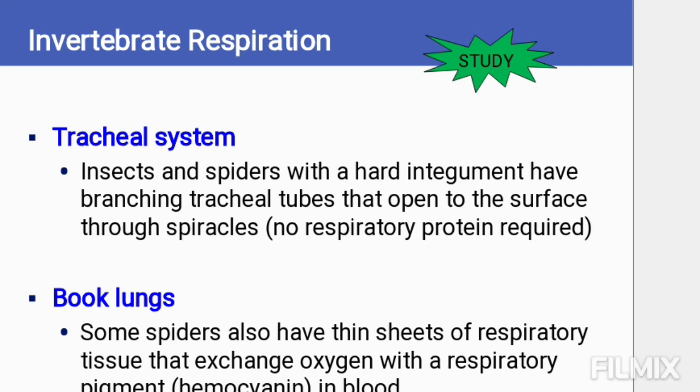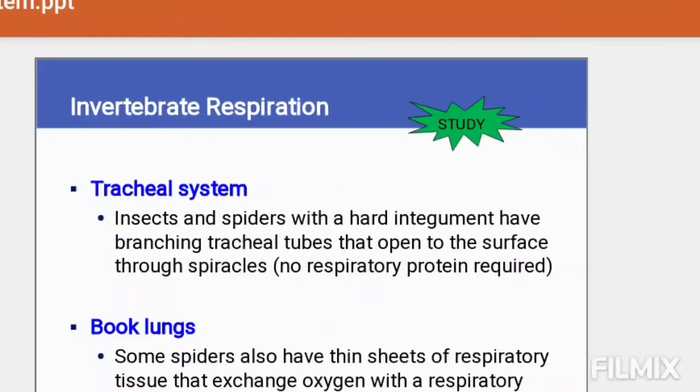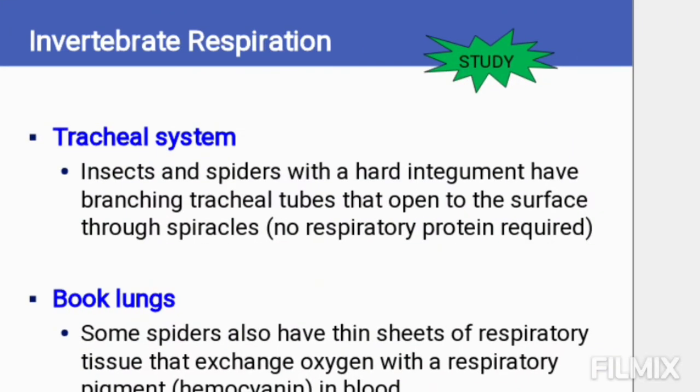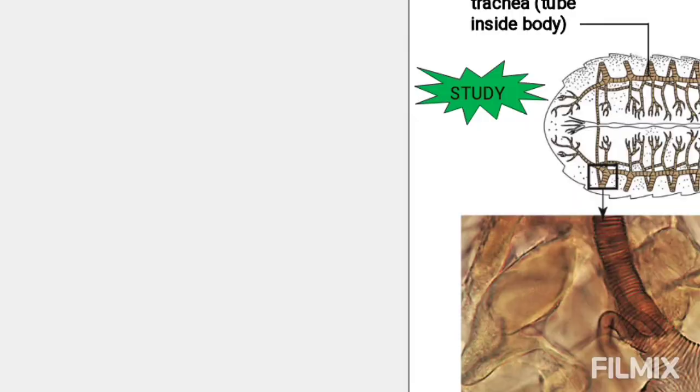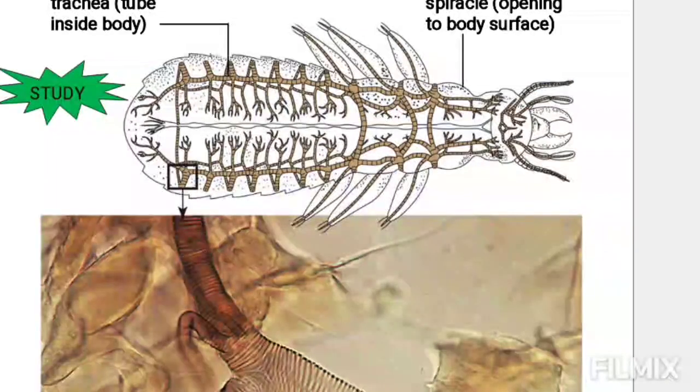Then book lungs. Some spiders also have thin sheets of respiratory tissue that exchange oxygen with the respiratory pigment hemoglobin in blood. These book lungs are only present in spiders. Here we can see the insect tracheal system, with spiracles opening to the body surface.